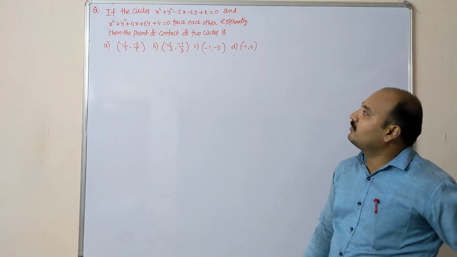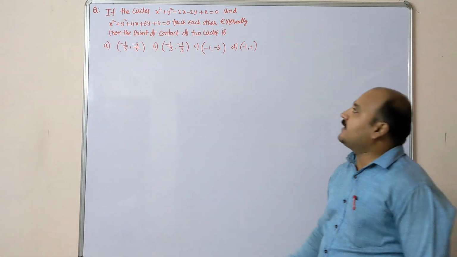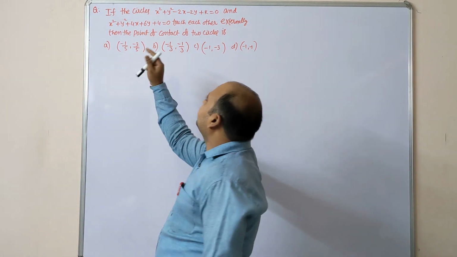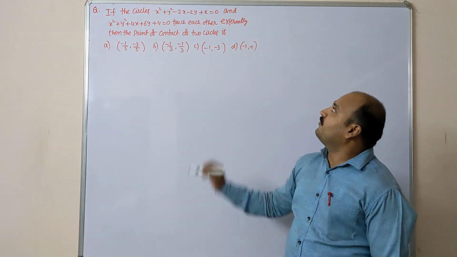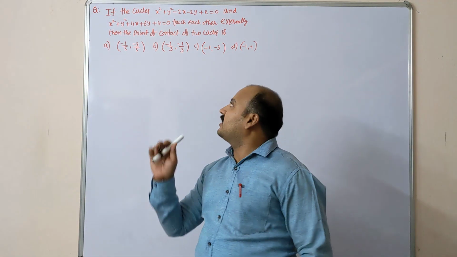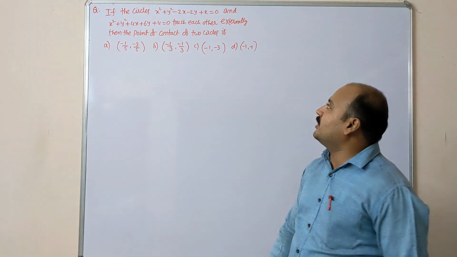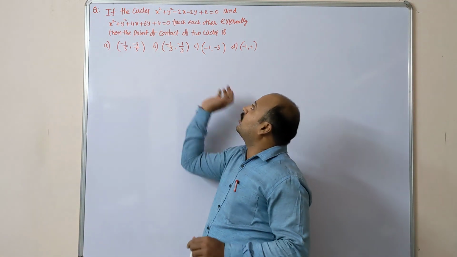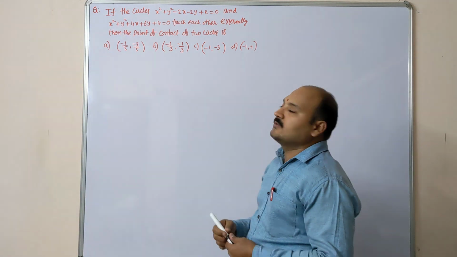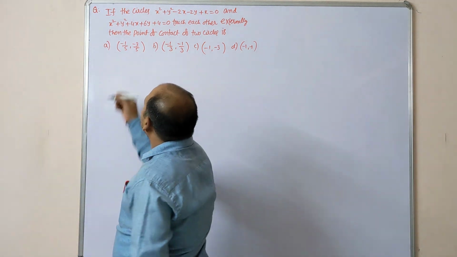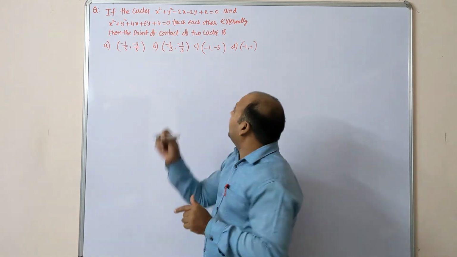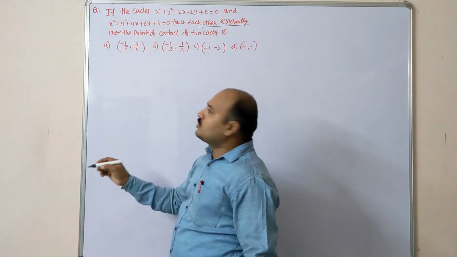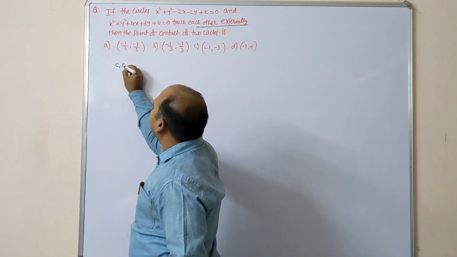The next question. If the circles x square plus y square minus 2x minus 2y plus k equal to 0 and x square plus y square plus 4x plus 6y plus 4 equal to 0 touch each other externally, then the point of contact of two circles is, these are the options. See here, first touch each other externally is mentioned. So C1 C2 equal to R1 plus R2.